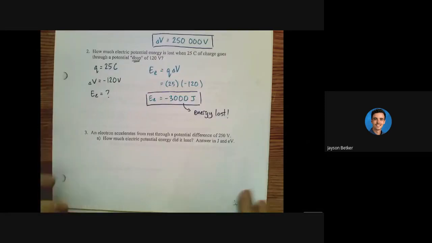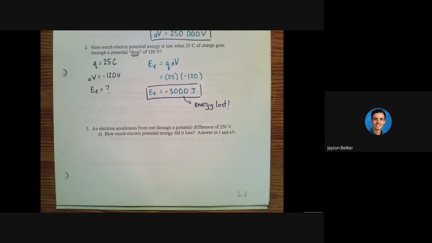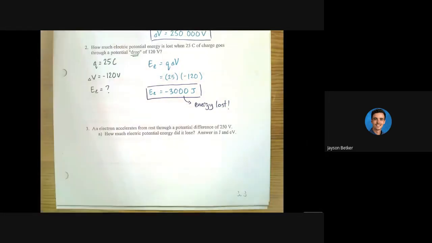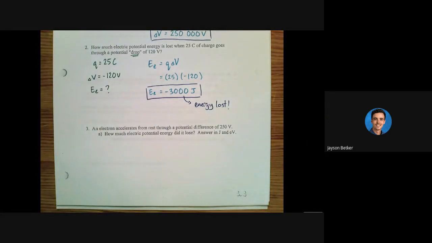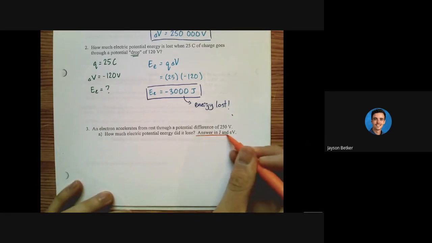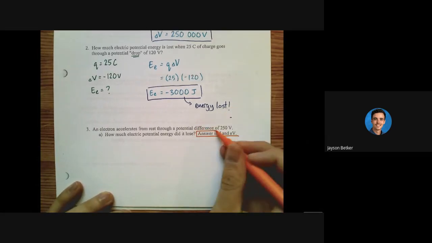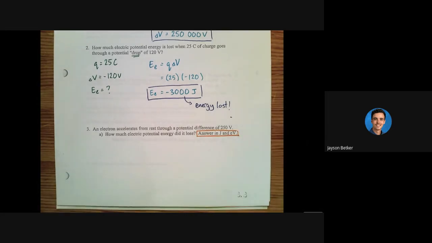I hope you guys are being able to follow it so far. We're just using that one formula, so this gets a little bit trickier. An electron accelerates from rest for a potential difference of 250 volts. How much electric potential energy did it lose? You'll see this often or semi-regularly where the question will ask you to specify your answer in both joules and electron volts. So you've got to show me joules and then do a conversion to electron volts at the end.